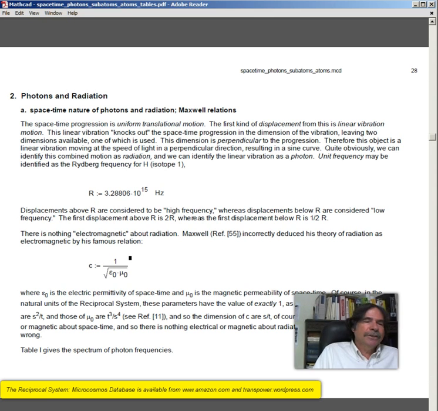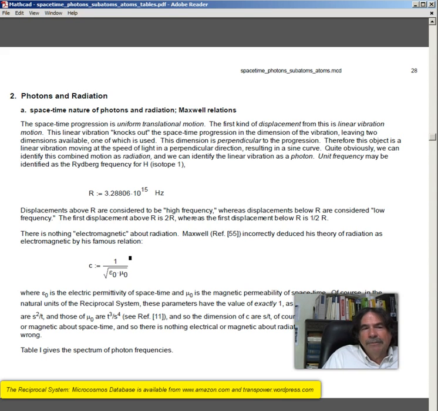Now, moving on to section 2, photons and radiation. A, space-time nature of photons and radiation, Maxwell relations. The space-time progression is uniform translational motion. The first kind of displacement from this is linear vibration motion. This linear vibration knocks out the space-time progression in the dimension of the vibration, leaving two dimensions available, one of which is used. This dimension is perpendicular to the progression.